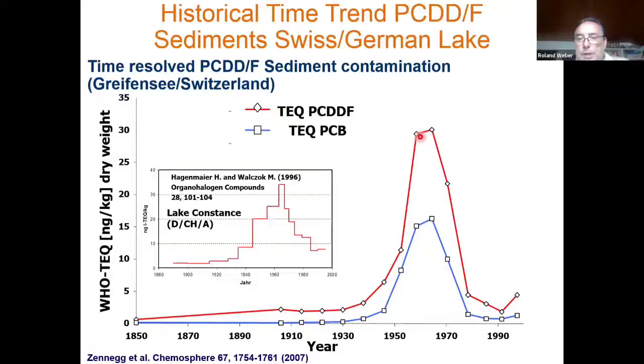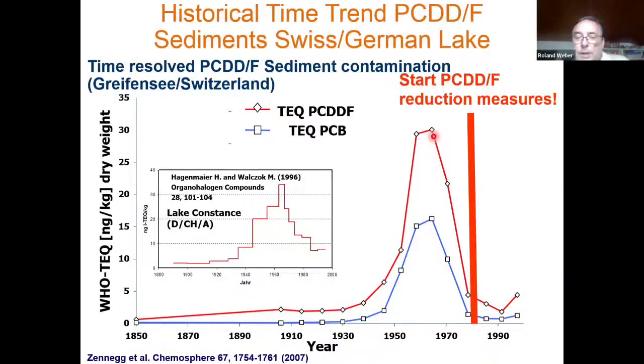The largest emission in Switzerland was in the 1960s and 1970s. So the same as Japan. So we see it in the sediments. The funny thing is that the dioxin countermeasures in Europe started in the 1980s, about incinerators, about metal plants.